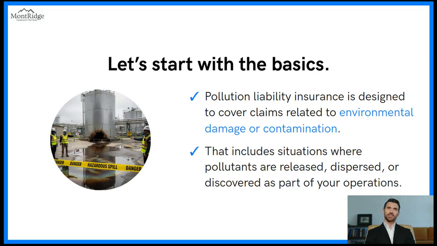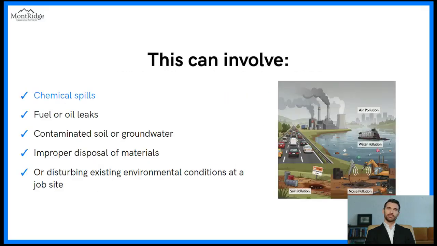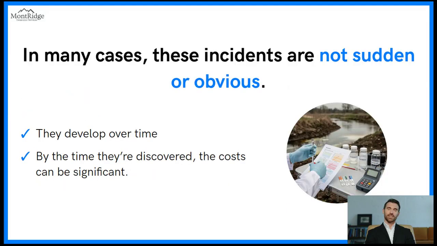Let's start with the basics. Pollution liability insurance is designed to cover claims related to environmental damage or contamination. That includes situations where pollutants are released, dispersed, or discovered as part of your operations. This can involve chemical spills, fuel or oil leaks, contaminated soil or groundwater, improper disposal of materials, or disturbing existing environmental conditions at a job site. In many cases, these incidents are not sudden or obvious. They develop over time. By the time they're discovered, the cost can be significant.